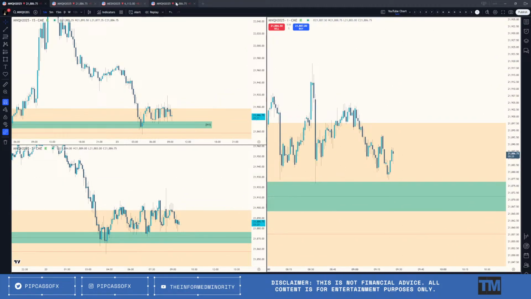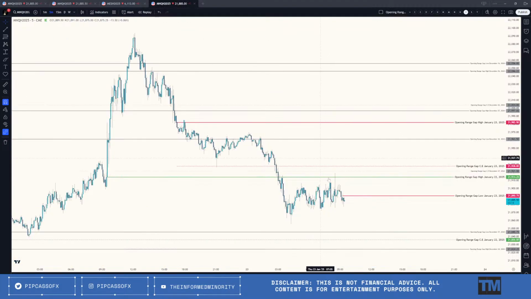We also have a discount gap, so we could see us trade a little bit higher in the first 30 minutes. We'll see what we're getting here.